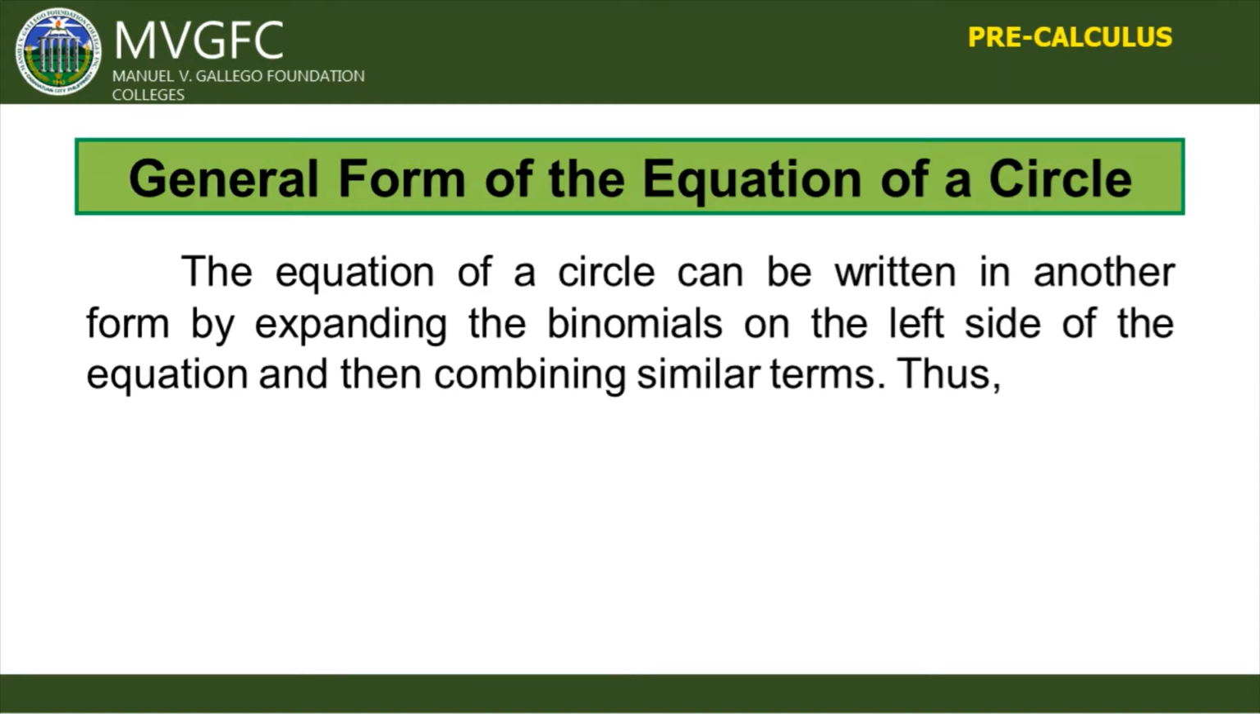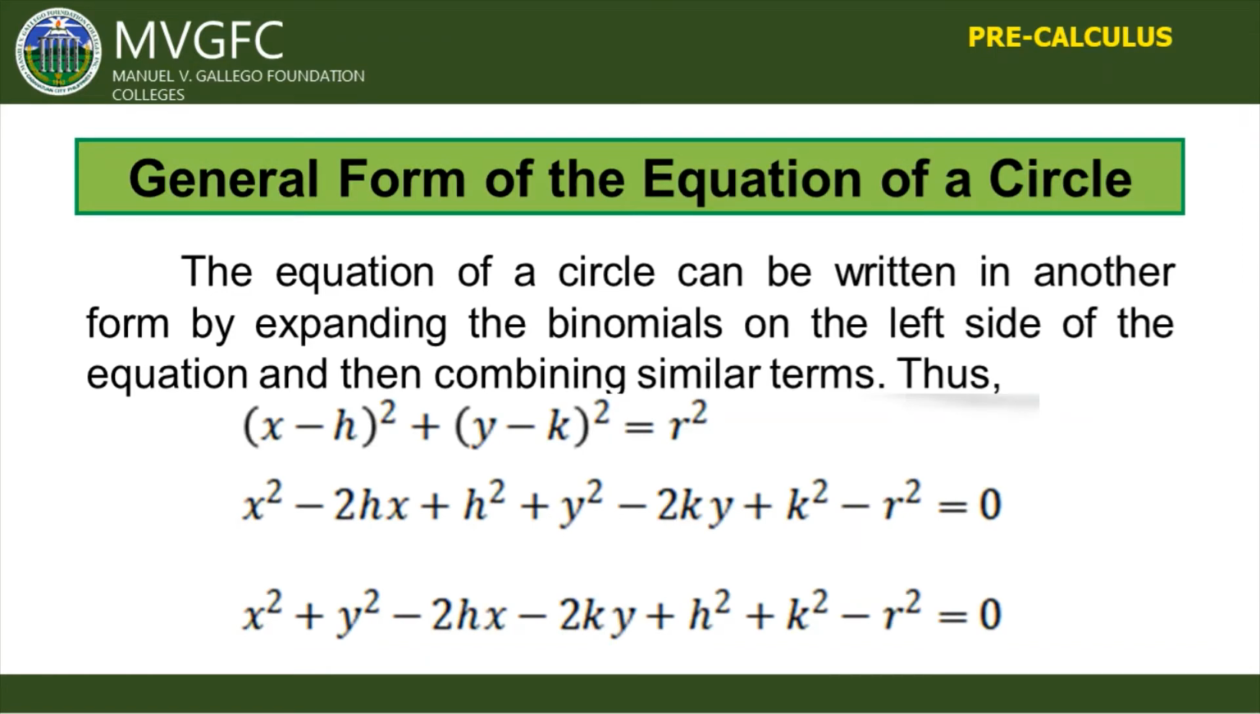Thus, we have here. As far as you can remember, we have the standard form in the form of x minus h quantity squared plus y minus k quantity squared is equal to r squared. Remember that during your junior high school days, you learned about the FOIL method and how to factor polynomials, even in a shortcut method. So you can apply your knowledge of it in this lesson. So how do we get the second equation?